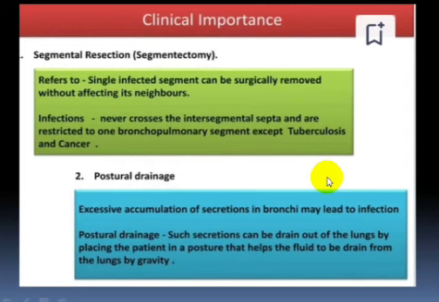Then postural drainage. This can occur when there is excessive accumulation of secretions in the bronchi, which may lead to infection. What is postural drainage? Such secretions can be drained out of the lungs by placing the patient in a posture. Names have meaning: postural drainage. In a posture that will help the infected fluid to be drained from the lungs by gravity.